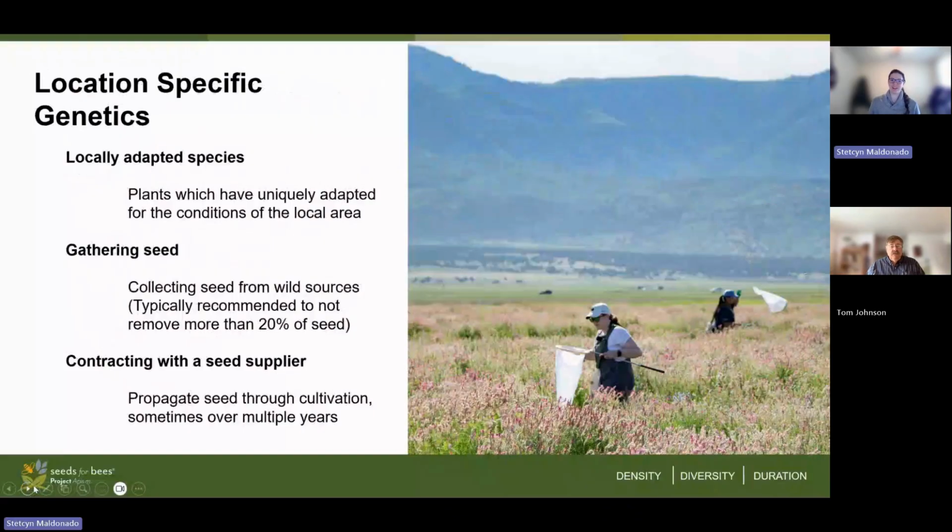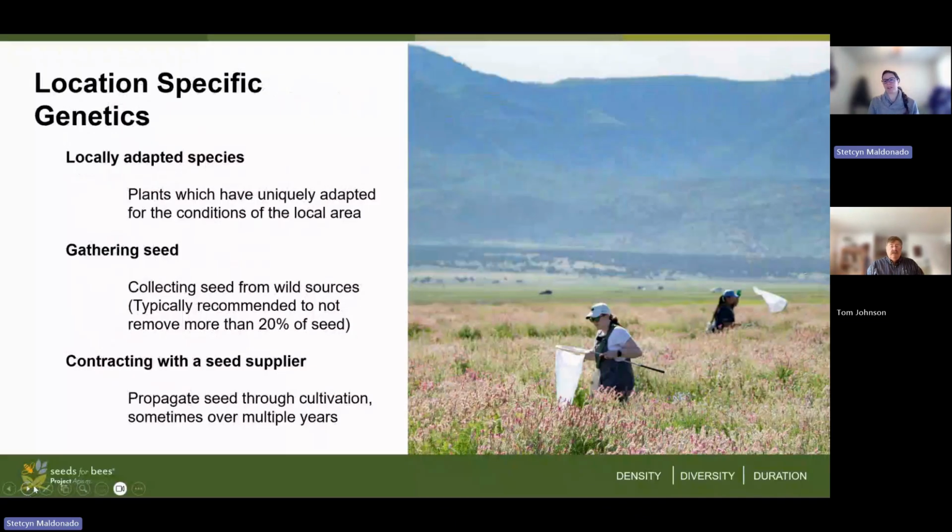So here's another layer, which is location-specific genetics. Not only are natives specific to a region, there's also natives that are locally adapted to your area. Where I'm at here in the California Central Valley, the same species that I can get my hands on that's native from here is going to have slightly different genetics from something that I found in the California foothills or up in the Sierra Nevada mountain range. They're all going to have specific genetics that help them survive and thrive in those locations.